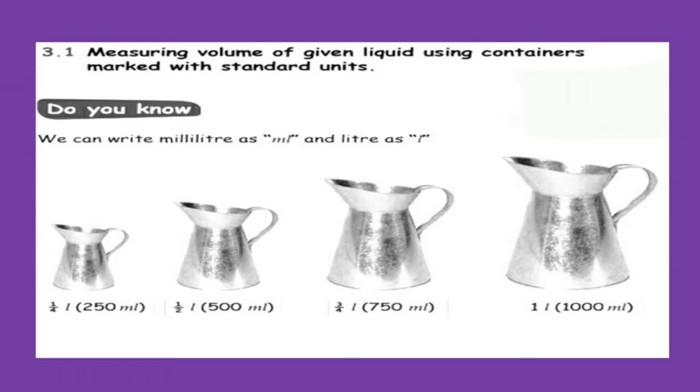1/4 liter is equal to 250 milliliter. 1/2 liter, that is half liter, is equal to 500 milliliter. 3/4 liter is equal to 750 milliliter. 1 liter is equal to 1000 milliliter. These are the standard units of capacity.